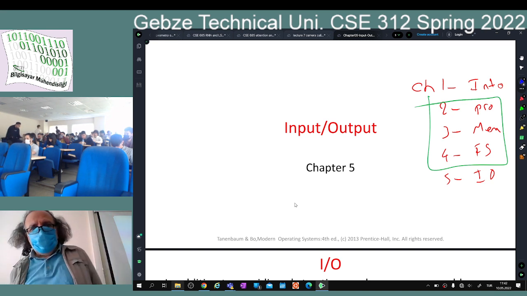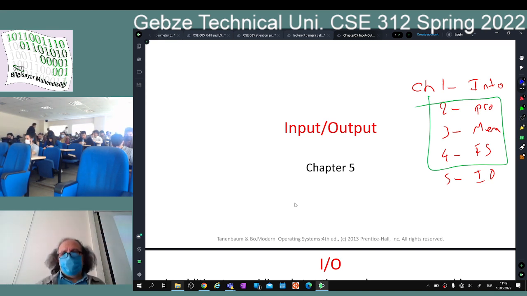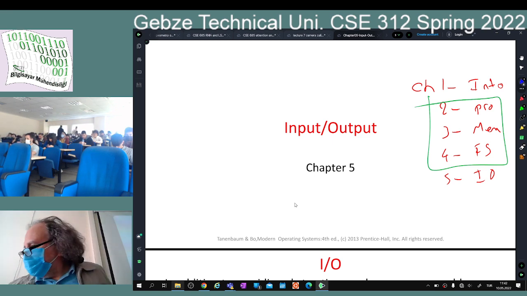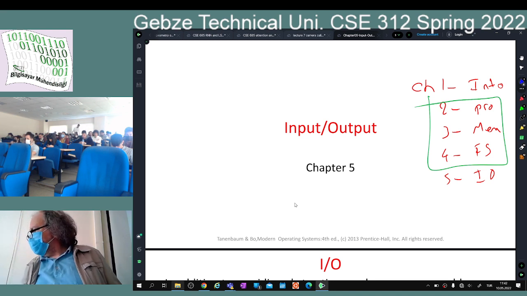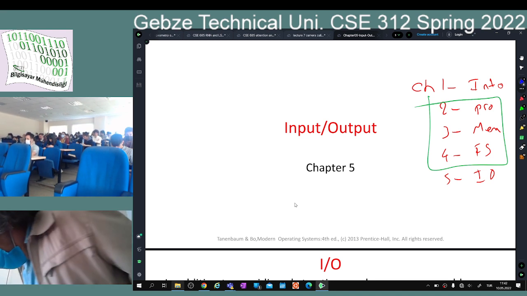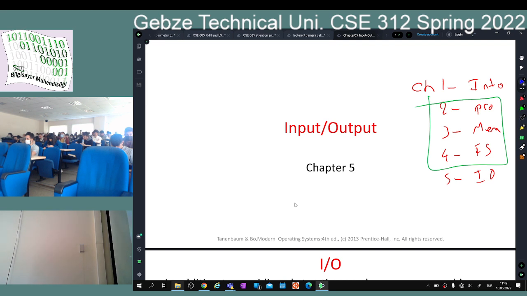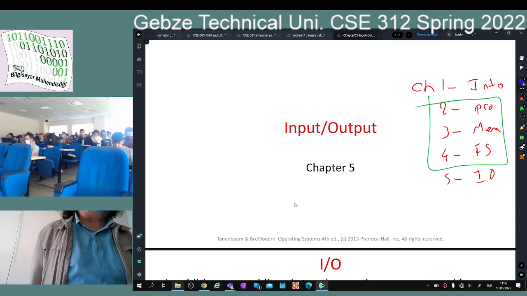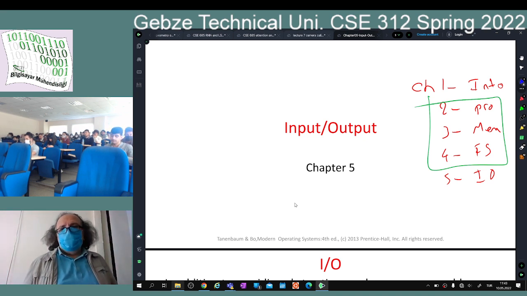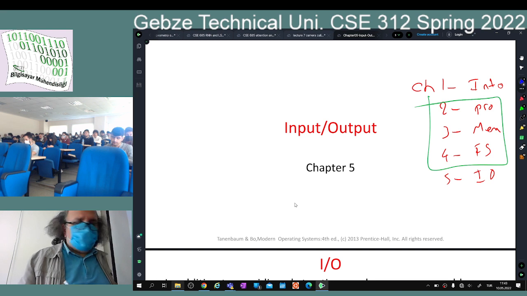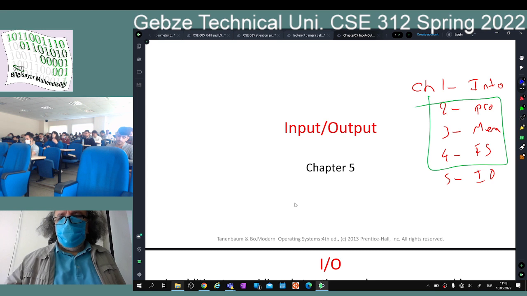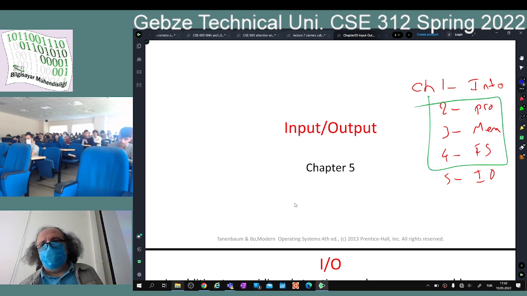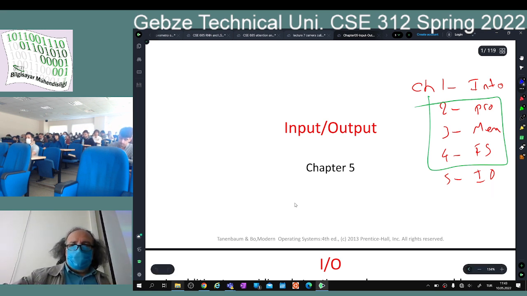Okay. Chapter number 5, input output. We looked at these 4 chapters. Introduction, you remember introduction, actually in your introduction chapter kind of told you everything about this book, about this course, kind of an overview. We talked about the processes, memory, file, I/O, and then we looked at these three important chapters.